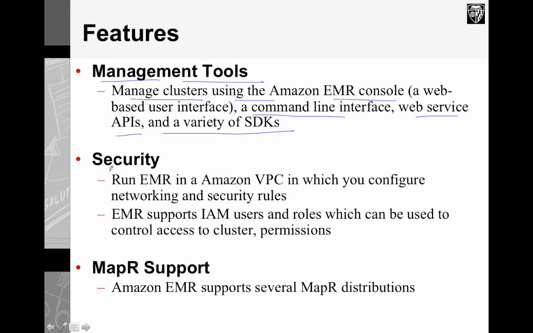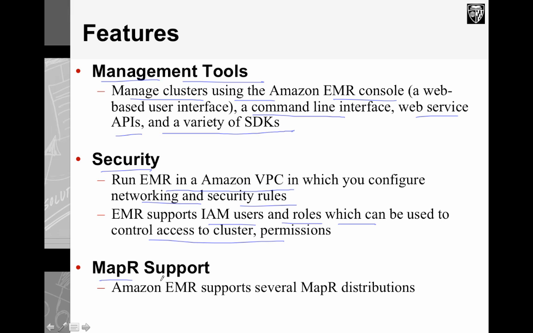In terms of security, you can run EMR in Amazon VPC, which is the virtual private cloud, in which you can configure networking and security rules. EMR also supports IAM users, groups, and role policies, so you can implement those functionalities also as part of the cluster. Now, security does become important when it comes to AWS EMR because you're actually bringing your data into the cloud. So you should have these capabilities, and they have that as features of AWS EMR.